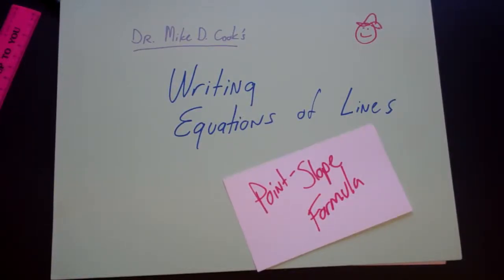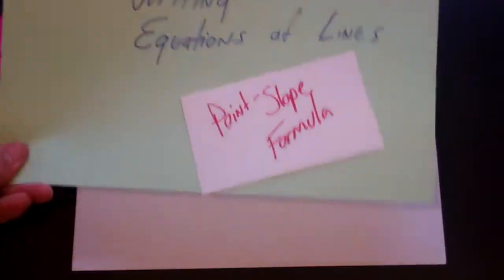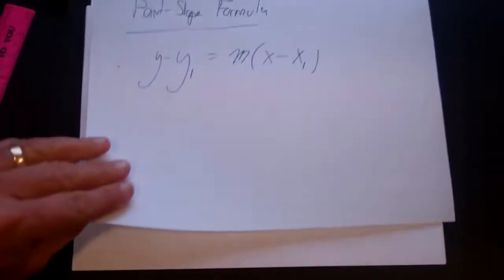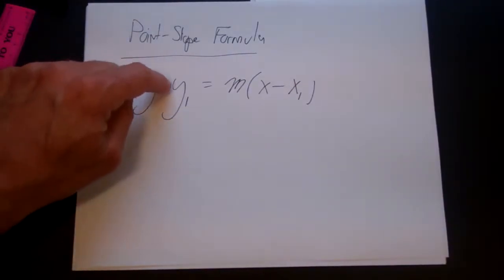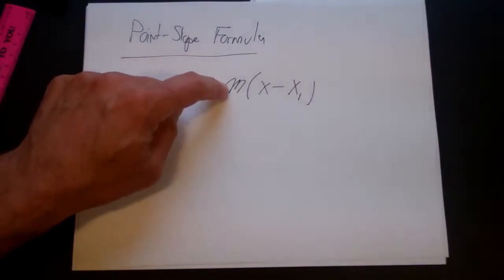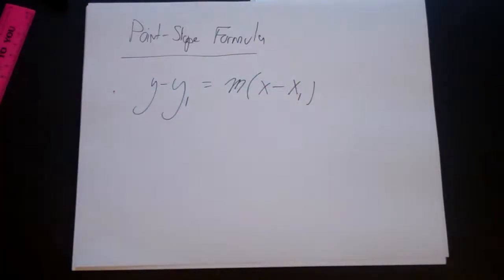This video continues looking at how to write equations of lines given certain information, and this one looks specifically at the point-slope formula to start solving such problems. So let's go over the point-slope formula first. The point-slope formula is y minus y1 is equal to m parentheses x minus x1.